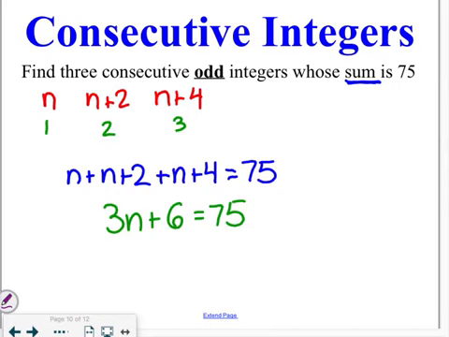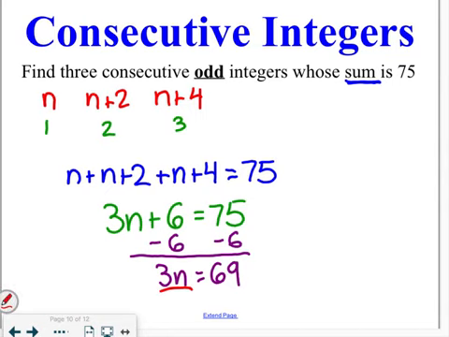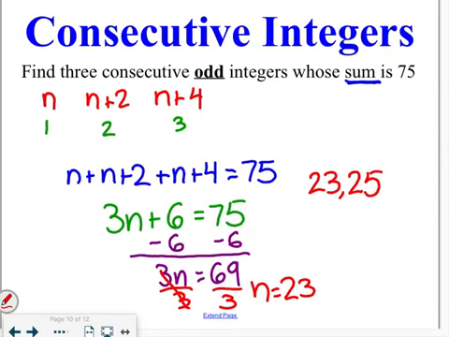So solving, first thing we do is subtract 6, which gives me 3n is equal to 69. And to finish, we're going to divide by 3. So that tells me that n is equal to 23. We're not quite done with the problem yet because it asks us to find 3 consecutive numbers. So our first number is 23. Our next consecutive odd number is 25. That's the n plus 2. And our next consecutive number is 27, which is the n plus 4.